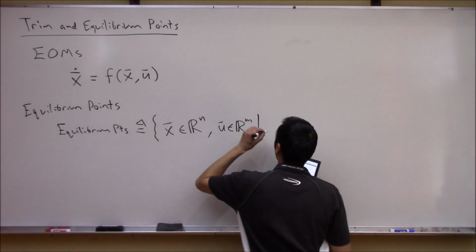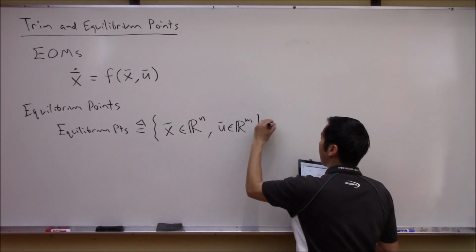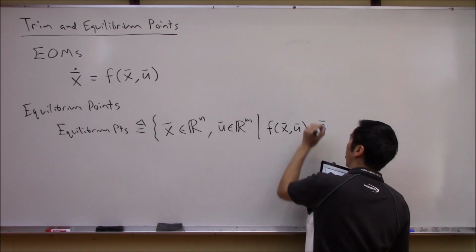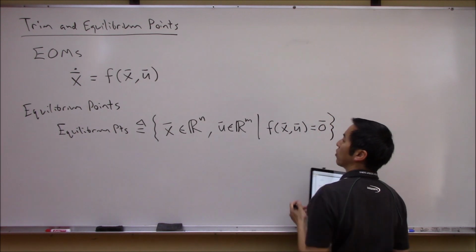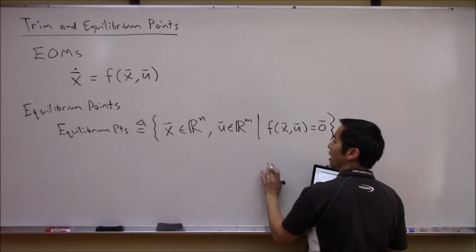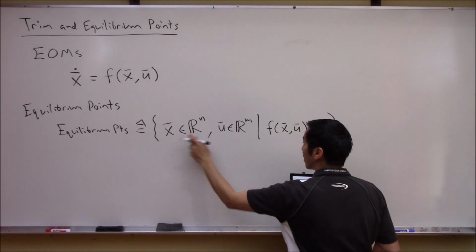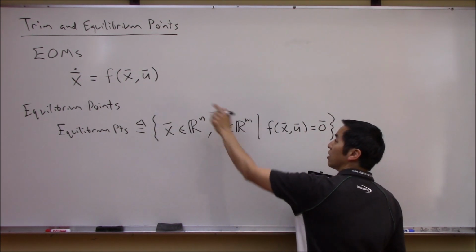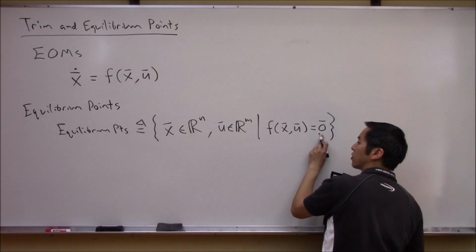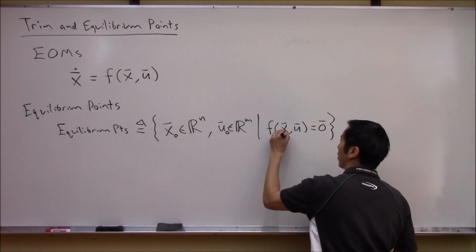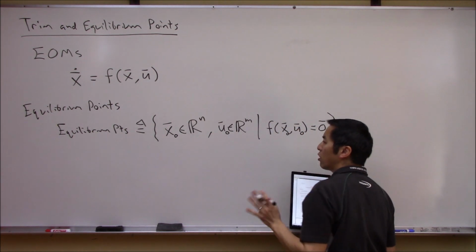Such that f of x u is 0. And maybe let's put a bar on that to make sure that we denote that this is a vector, right? So what you're saying here is equilibrium points are defined as whatever magic values of x and u such that when you plug it into the equations of motion, x dot is equal to 0. And maybe let's put a little not symbol on these, how about, to just denote that these are equilibrium points, right?